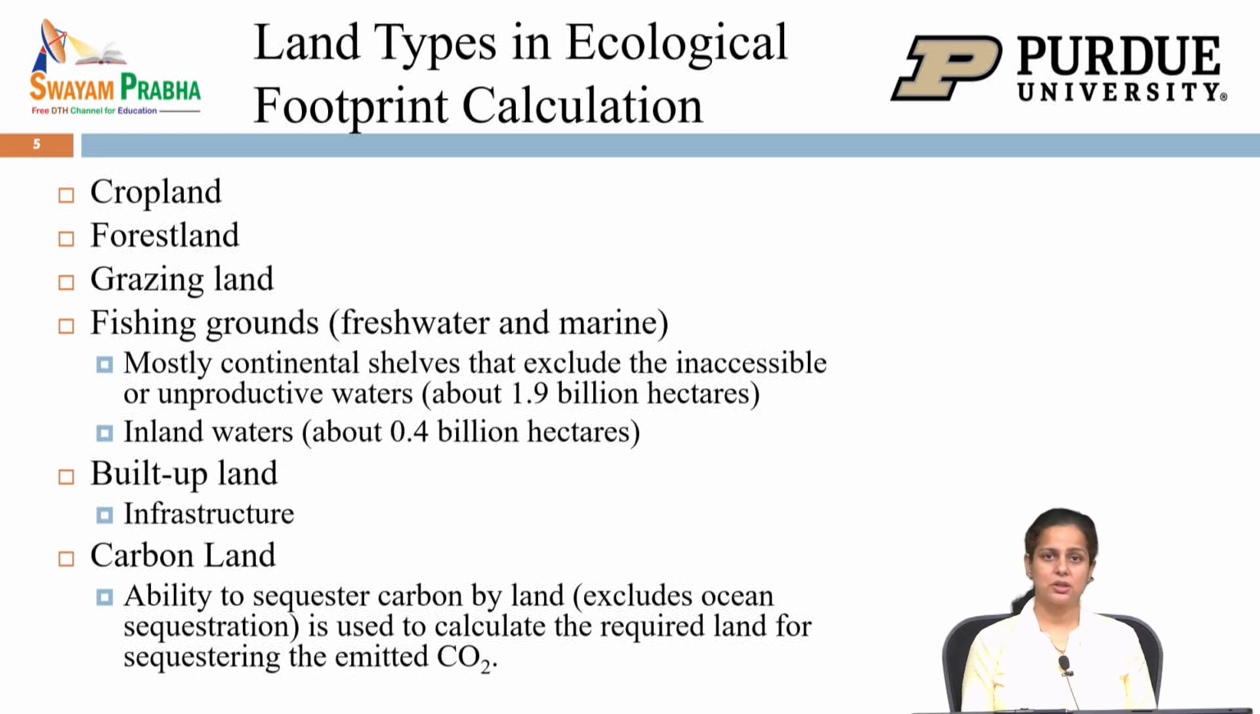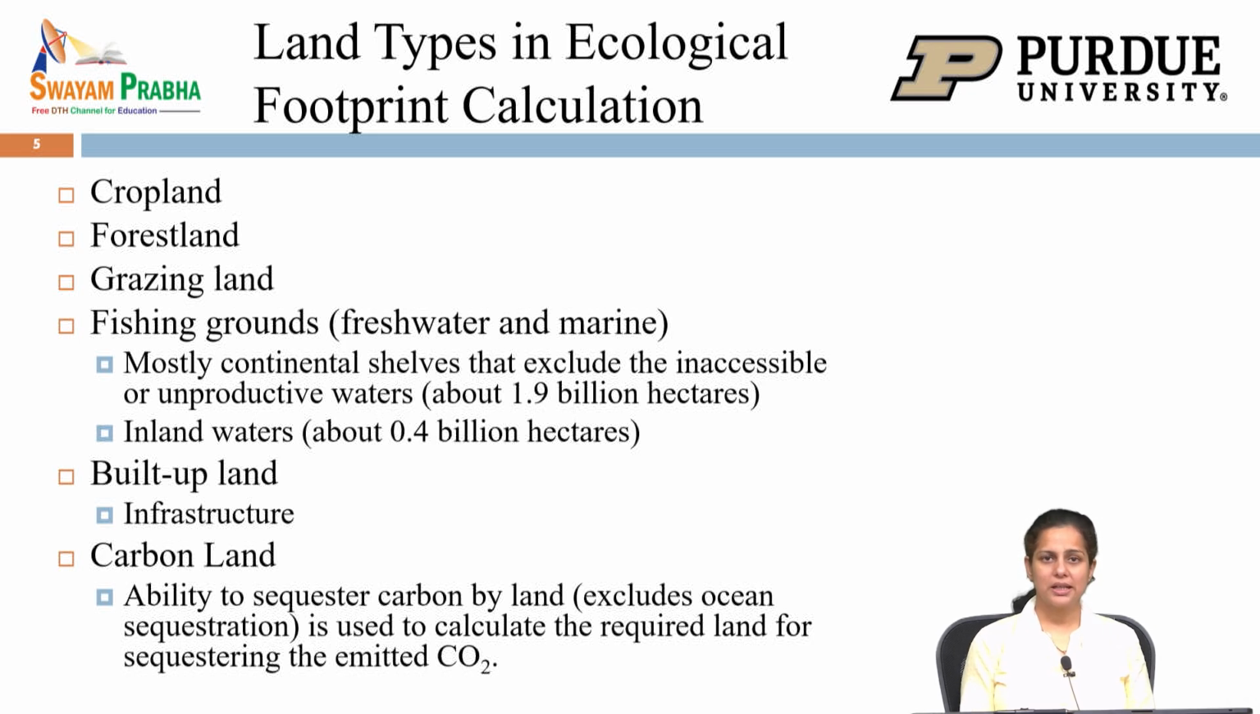Grazing land is the pasture land. All across the world there is a lot of reliance on the livestock industry, for leather or other kinds of products or maybe food production, and that is the grazing land which is supporting the livestock industry. So, it is dedicated land for pasture, and those pastures have some economic product that is going for consumption. Fishing grounds, for both freshwater and marine, are mostly continental shelves that exclude the inaccessible part of the ocean, because that is considered unproductive water.